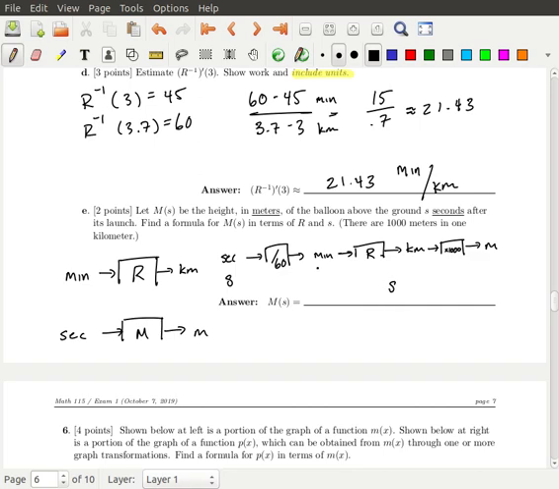we would divide it by 60, s over 60, to give us minutes. We would apply the r function, as usual, to it, r of s over 60, and then we would multiply that value by 1,000. So that's the final answer. 1,000 r of s over 60.